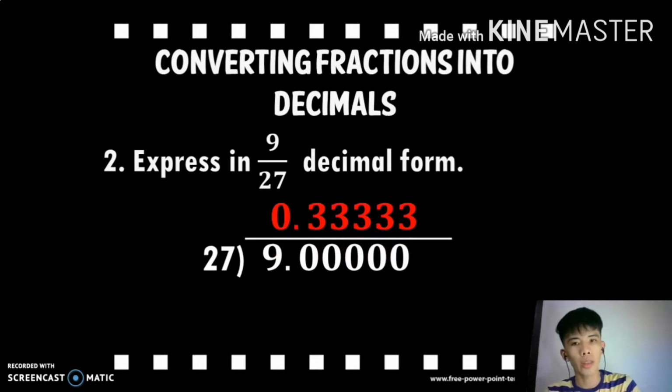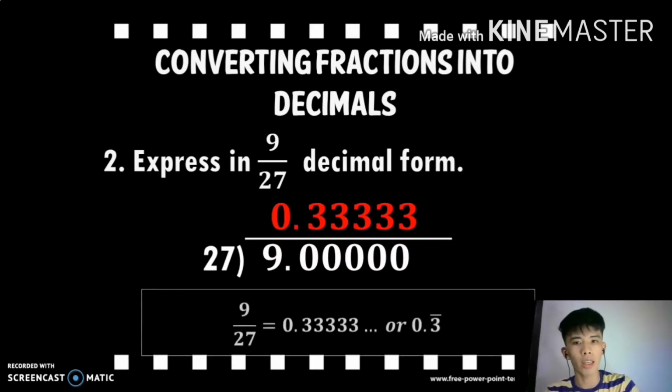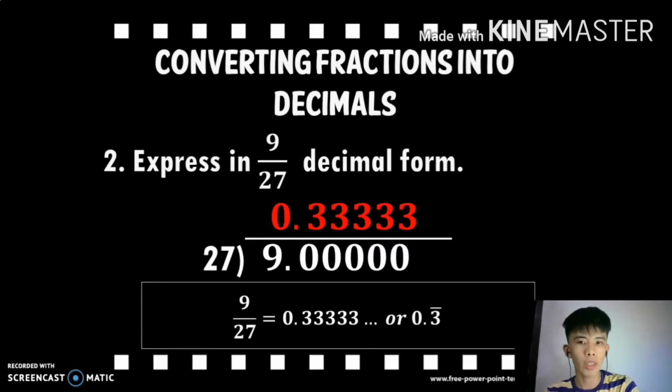When the digits repeat like that, we can shorten how we write it. 9 over 27 is equal to 0.3333 and so on and so forth, because it has no end. Since the 3 repeats, we can write it as just a single 3, but we put a bar above the repeating number. Here the repeating digit is 3, so I put a line over the 3. That is the simplest way of writing a repeating and non-terminating decimal.